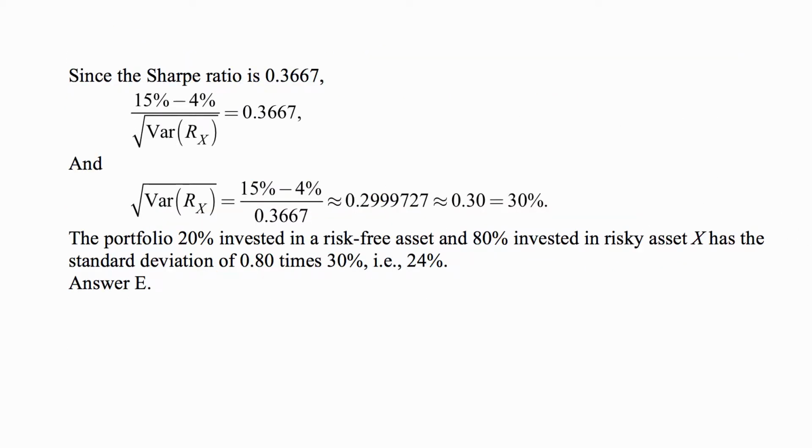Now, since the Sharpe ratio is 0.3667, 15% minus 4% divided by the standard deviation of the rate of return of X is 0.3667, so that we get that standard deviation to be 15% minus 4% over 0.3667. It's almost exactly 30%. So the portfolio 20% invested in the risk-free asset and 80% invested in the risky asset X has the standard deviation of 0.8 times that 30%, or 24%, and that's answer E.